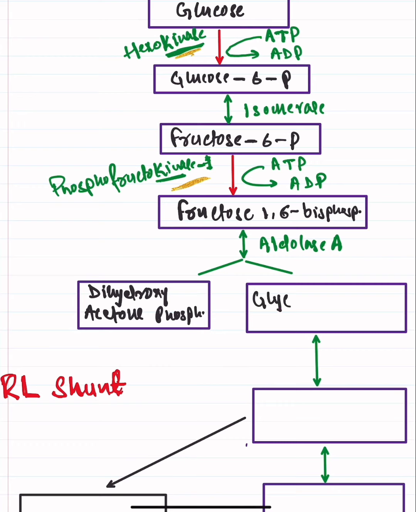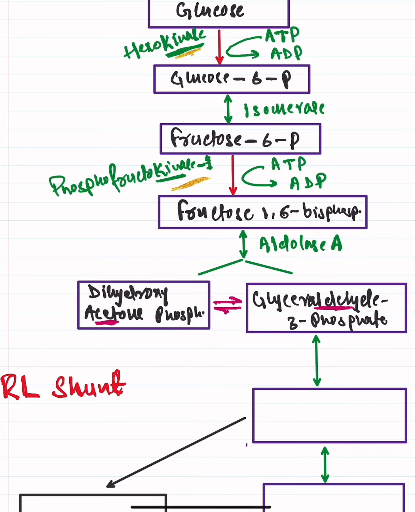The second molecule here is glyceraldehyde 3-phosphate. And you can see here, they are acetone and aldehyde. That means they are isomers of each other, so they can convert into one another. So after the breakdown of fructose 1,6-bisphosphate by aldolase A, we will get dihydroxyacetone phosphate and glyceraldehyde 3-phosphate.